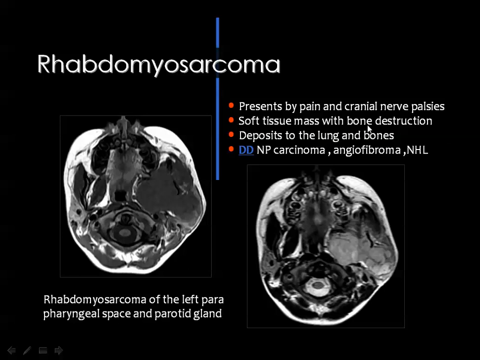There is a mass with bone destruction. As you can see here, this is T1 and this is T2. There is a big mass on the lateral aspect of the parapharyngeal fat, and this space will be discussed later. But you see that this is the wall of the pharynx and this is the fat, and the mass is arising from here, from the pterygoid muscles. This is the normal side, and it has invaded the mandible, it has invaded the masseter, and also the parotid gland.